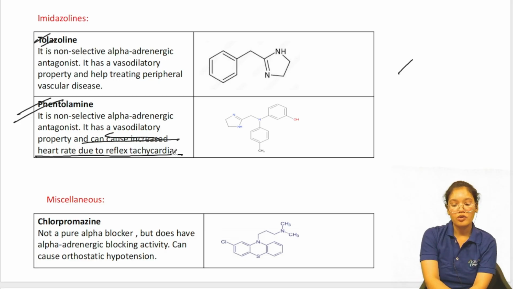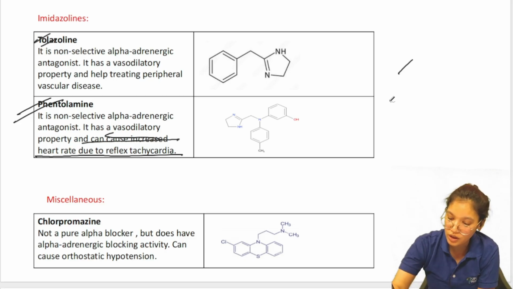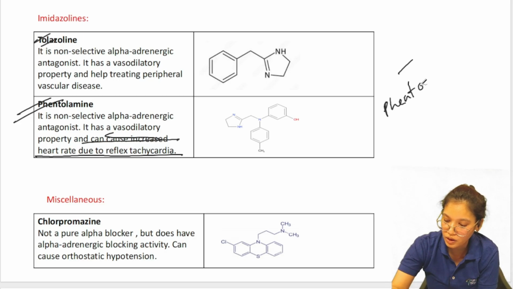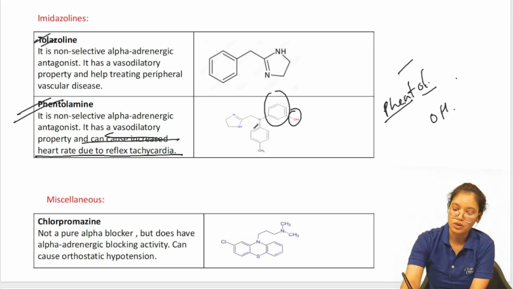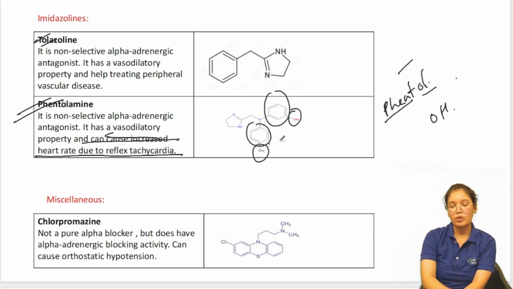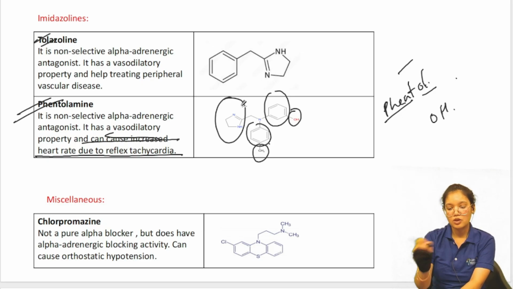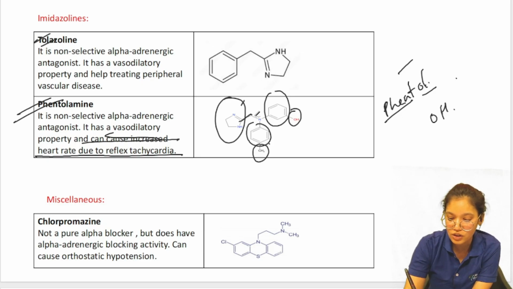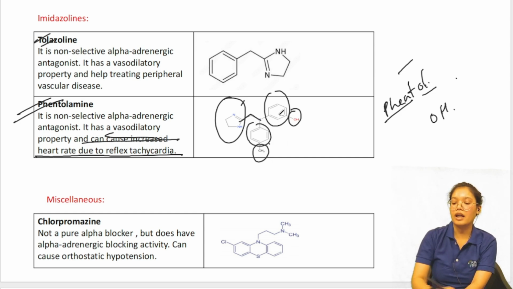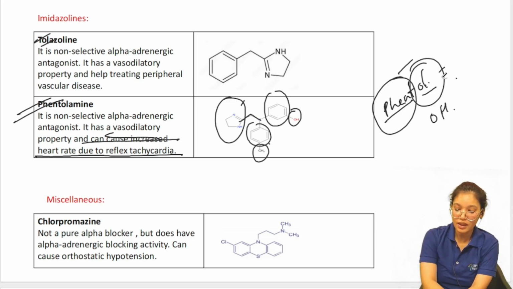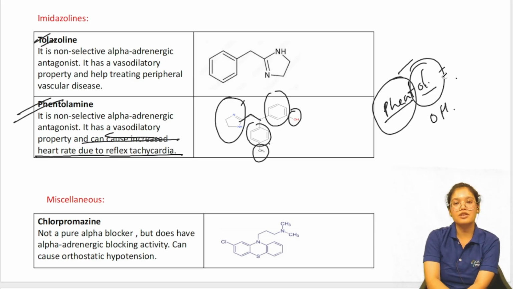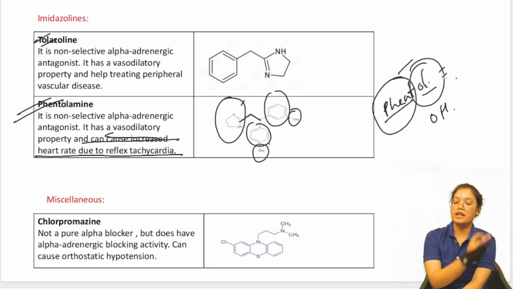Okay, so phentolamine. Now talking about its structure, phentol: we have a phenyl ring with ol, that is OH. So here we have a phenyl ring with OH. Then as it is an imidazoline, it will have an imidazole ring or imidazole moiety in its structure that is attached with an amine, and a phenyl ring with an OH group is attached to its amine group. Okay. So this is the structure of phentolamine. It is also very easy to remember.